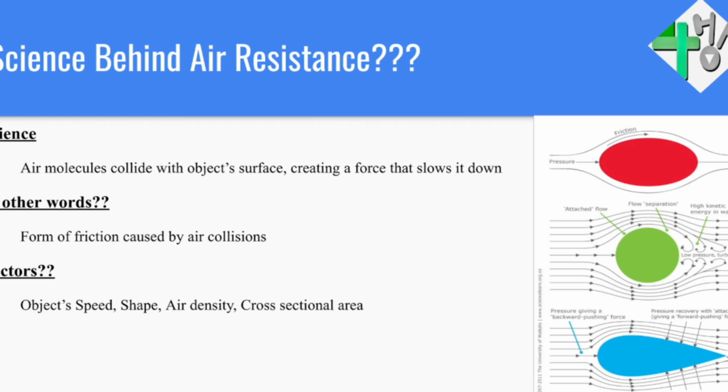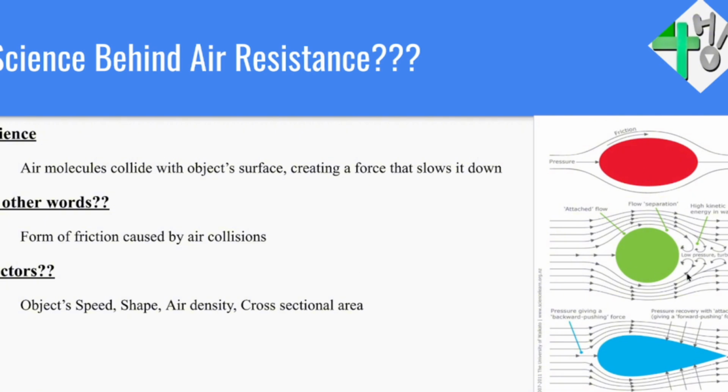Some factors that we can also discuss regarding air resistance are object speed, shape, air density, and cross-sectional area. Those are really good topics to discuss. When we talk about air resistance, we talk a lot about aerodynamics in these circumstances, so that's really awesome to understand.